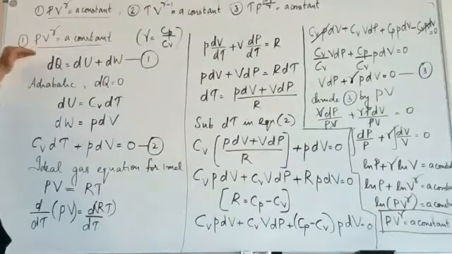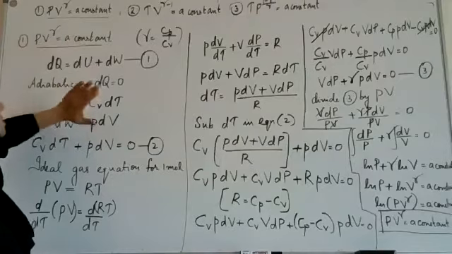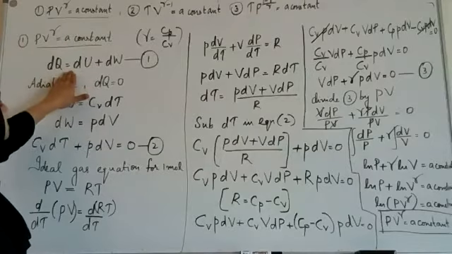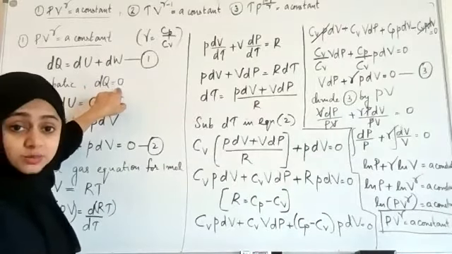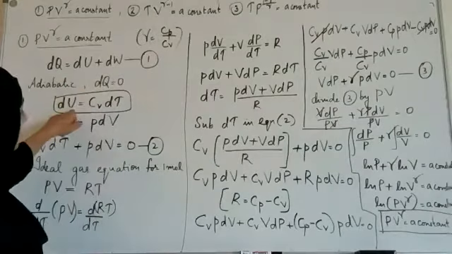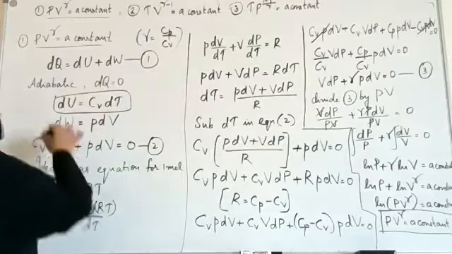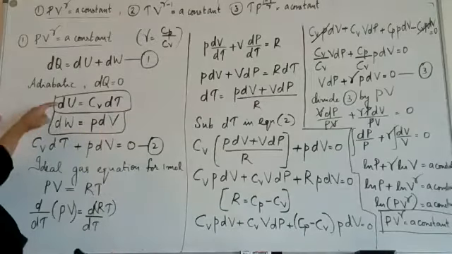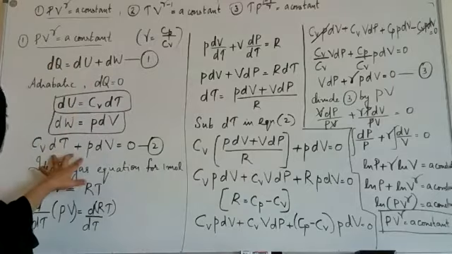I'll just go for a quick recap. We are going to derive PV raised to gamma is a constant. First, we took the first law of thermodynamics, and for an adiabatic change, there is no exchange of heat energy. So the amount of heat energy given to the system is zero. And also this is a standard equation which is valid for all types of changes: dU is equal to Cv dT. Then for dW, the work done is equal to PdV. Both are standard expressions. So we are putting all that together in this equation.